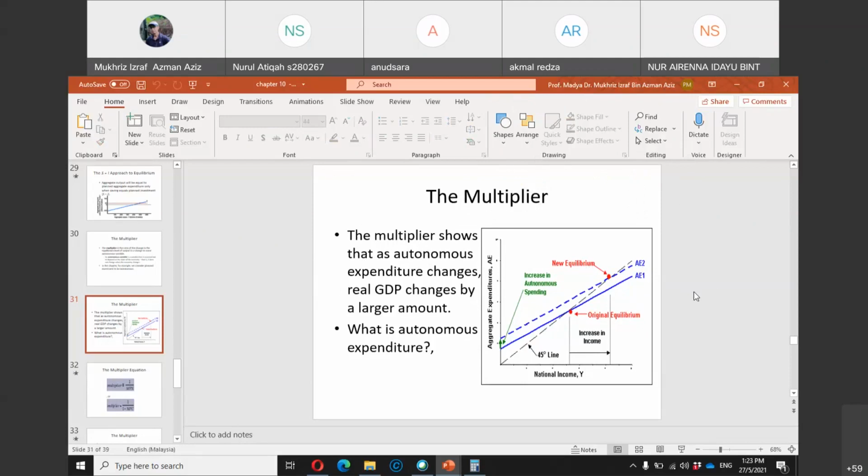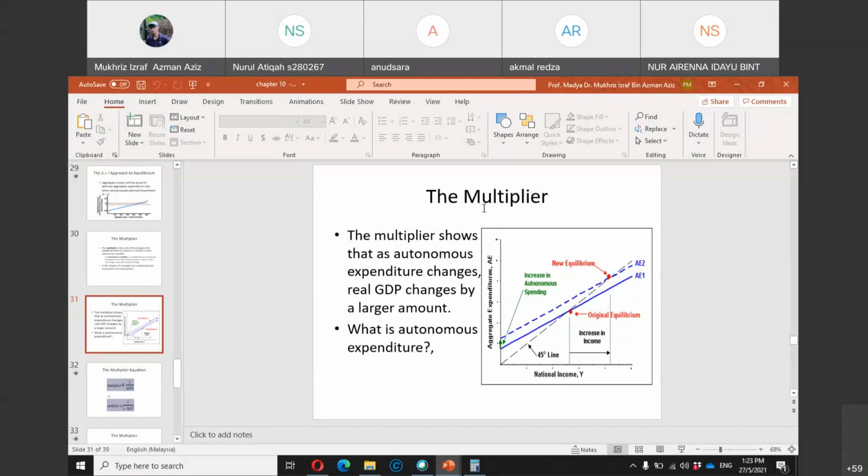What are the types of multiplier? We have investment multiplier, government expenditure multiplier, and tax multiplier. These are three types of multiplier that you need to know how to calculate, and how to solve the problems when it comes to determining the correct formula to calculate multiplier, because this is one of the most popular questions in chapter number 10, to solve for the multiplier problems.